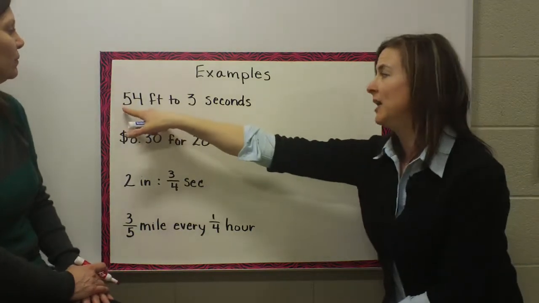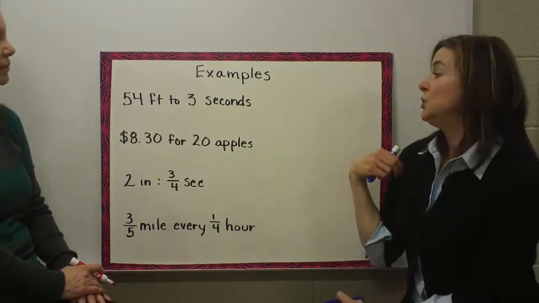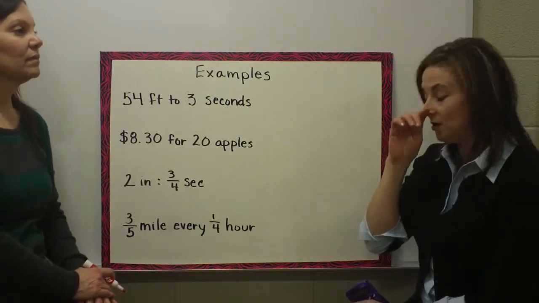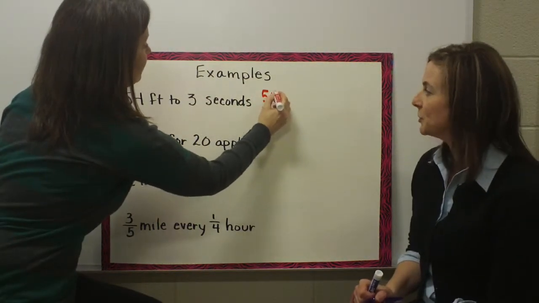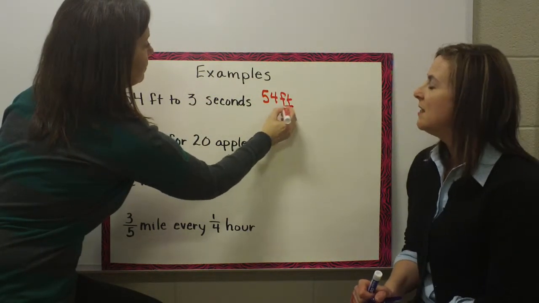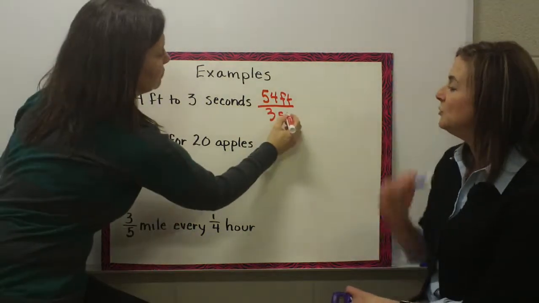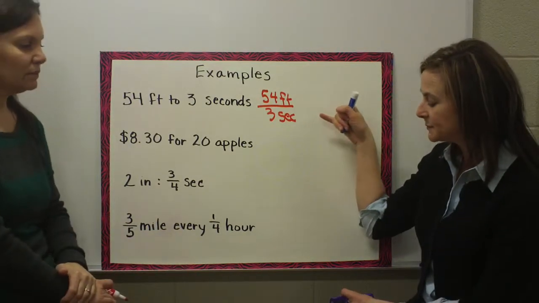So we're comparing a length to a time. In this case, if we remember our 3 steps, we're going to start by writing a fraction. The first number goes on the top, the second number goes on the bottom. Notice Mrs. Lesh is keeping the units the same, so we're comparing feet to seconds.